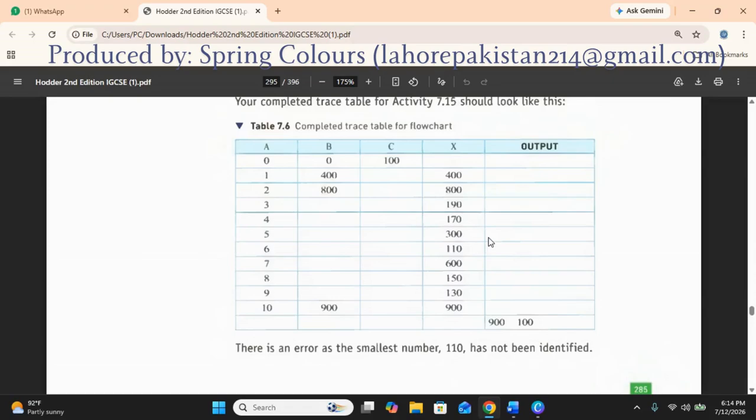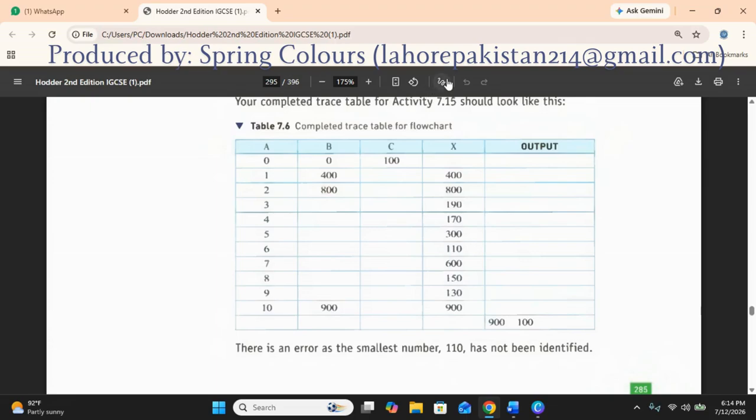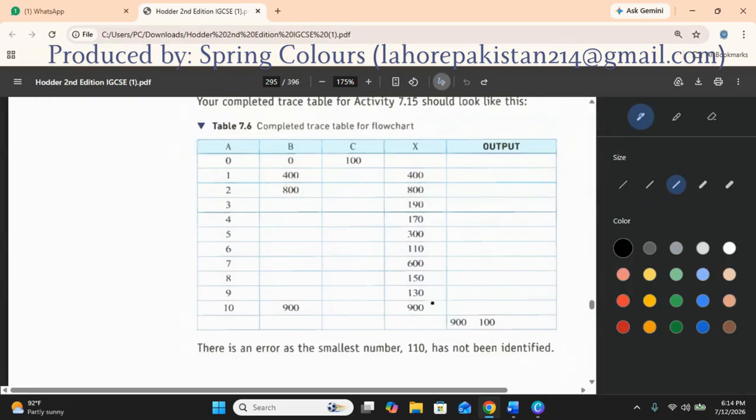The same thing is proved in this table, point 6, because as you can see, out of all the values given by the user, the highest value was 900 and the lowest value was 110. But the pseudocode could not locate the smallest value of 110. Instead, it indicated 100 as the smallest value. So there was a flaw in this pseudocode.